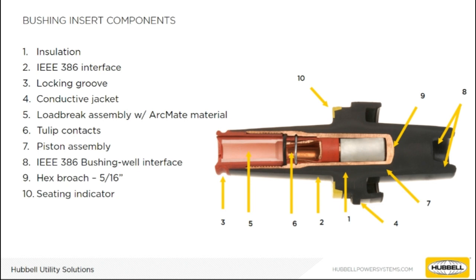The seating indicator helps the installer to identify when the mated part has been seated completely. Tulip contacts are part of the load break assembly, which has an all-copper current path. The piston assembly is a patented concept. Piston movement assists operator under fault-close conditions. The hex feature accepts a 5/16 hex wrench for proper torquing into the bushing well.